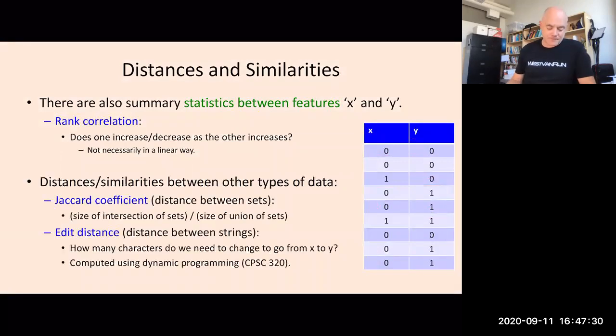We can look at the rank correlation. But we can also think of it if these are, for instance, sets, like items in a shopping cart or something like that. We might want to compute a Jaccard coefficient, which measures the distance between two vectors as the size of the intersection of the sets over the union of the sets. So that can be computed in this representation.